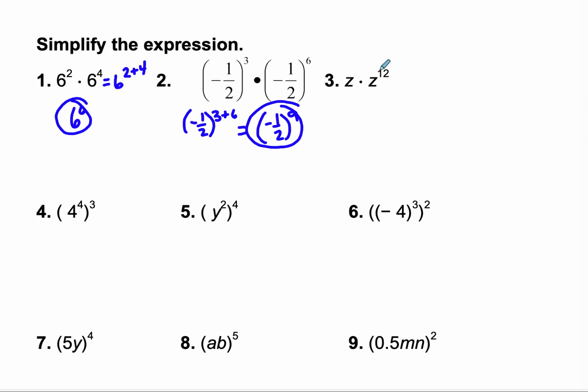All right, z times z squared. Z is like z to the 1st power. So z, and then I'm going to do 1 plus 12. And that is going to give me z to the 13th power.